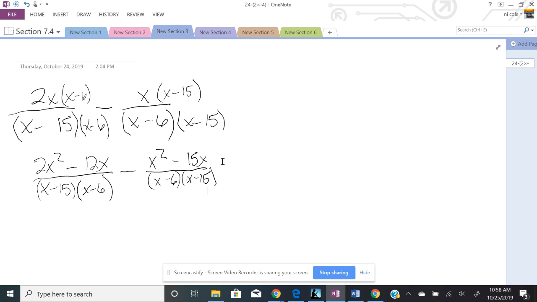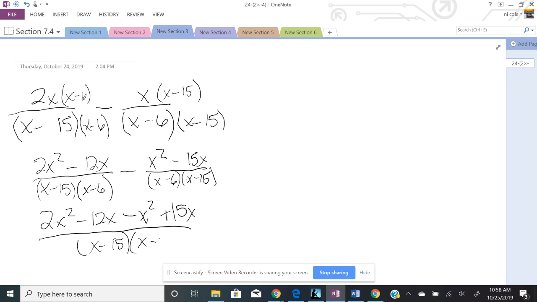I'm going to have to distribute that negative all the way through. So I will have 2x squared minus 12x minus x squared plus 15x all over x minus 15, x minus 6. Okay, let me combine my like terms. So I have 2x squared minus x squared, so that leaves me x squared. And then I have negative 12x plus 15x, so that gives me plus 3x all over x minus 15 times x minus 6.